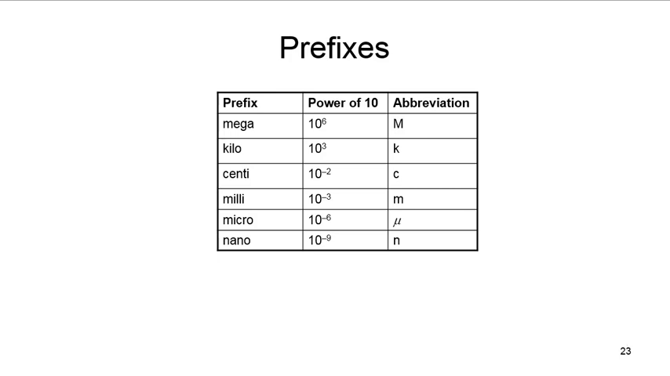Another thing we're going to have to know how to do this semester is deal with these prefixes that come before our units of measurement. These are the main ones that you need to know: mega, kilo, centi, milli, micro, and nano. These are the words. You might see it written as a kilometer, or a millisecond, or a nanometer or something like that.